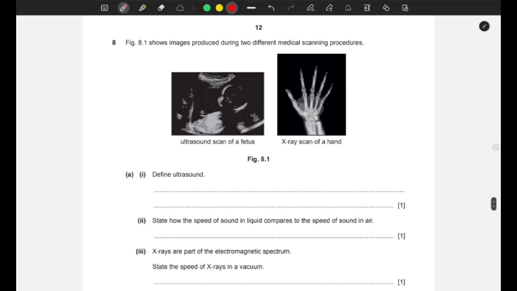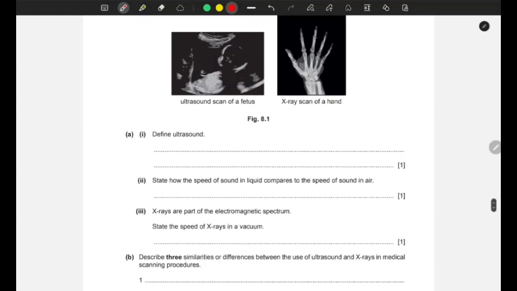Question number 8. The image, figure 8.1, shows images produced during two different medical scanning procedures: an ultrasound scan of a fetus and an X-ray scan of a hand. Part A, part 1. Define ultrasound.